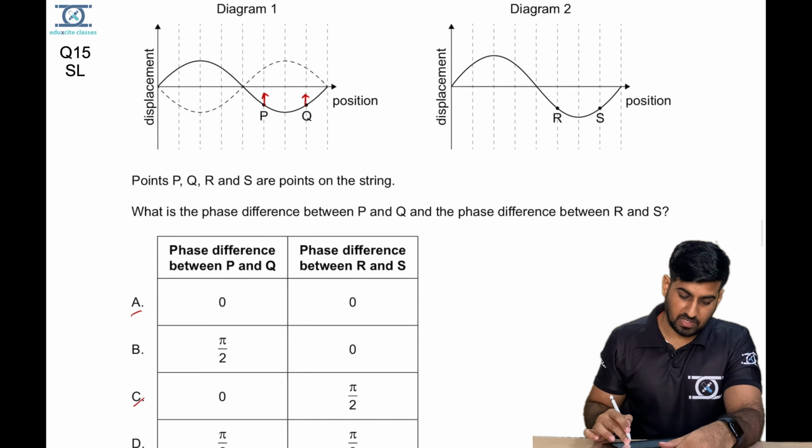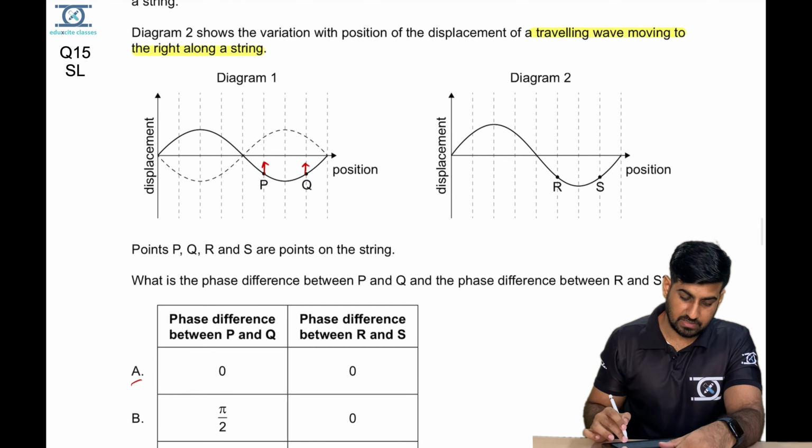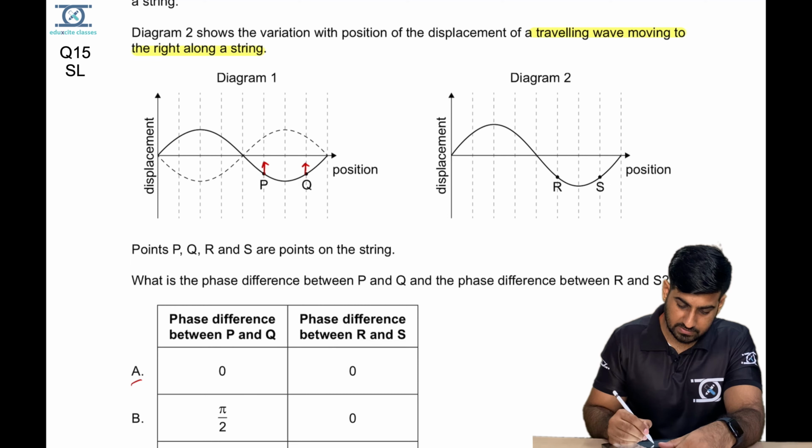Now check R and S. As you see, it is a traveling wave, so it will move a little bit forward. So I can write it will be somewhat like this.